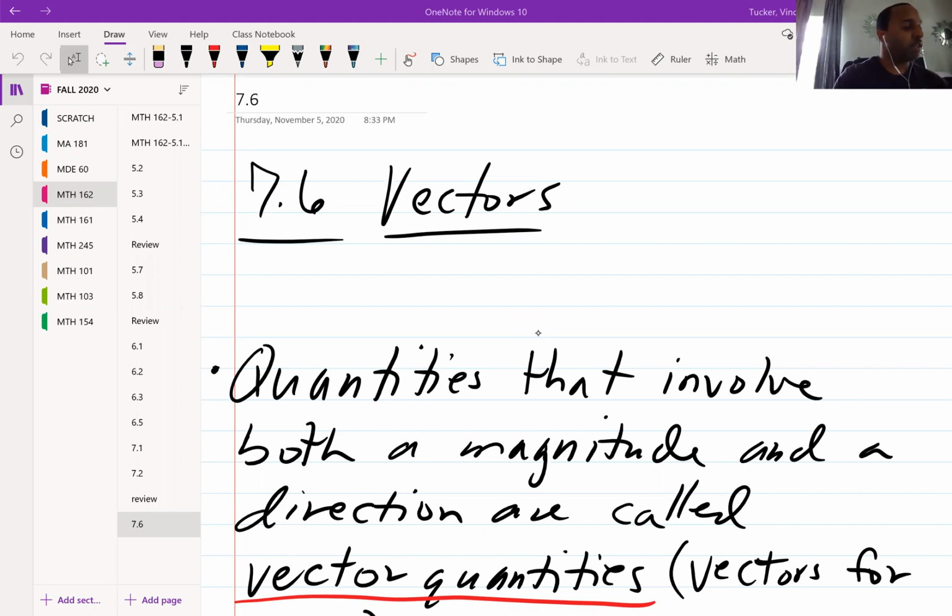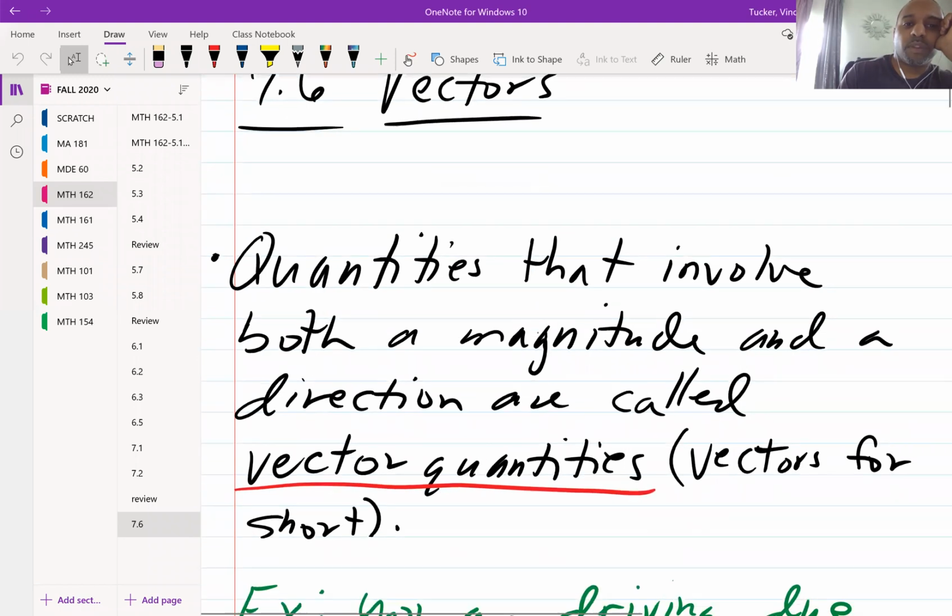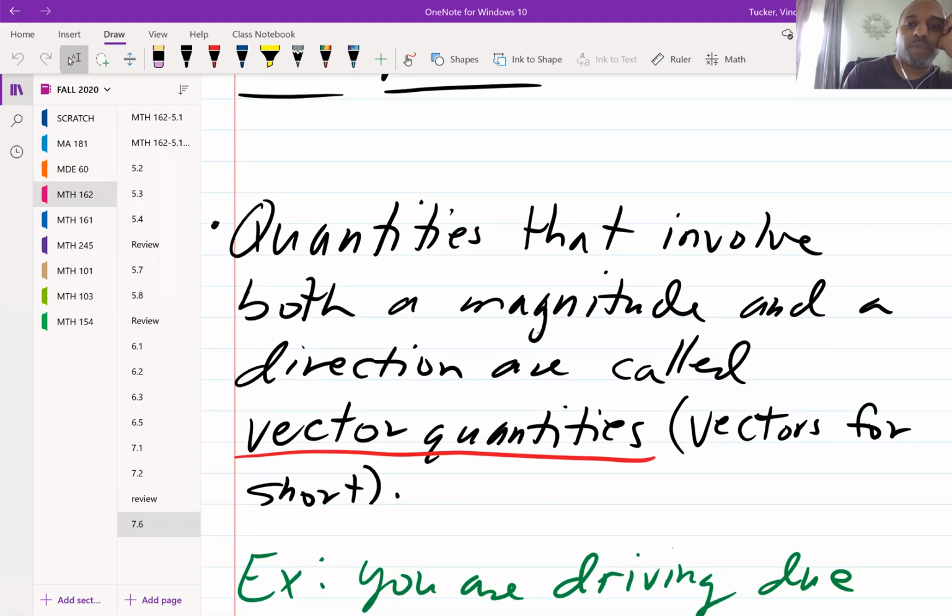This is a lecture on the first part of 7.6 vectors. We will cover the second part, or close out 7.6, next class. So let's get started. Quantities that involve both a magnitude and direction are called vector quantities, or vectors for short.